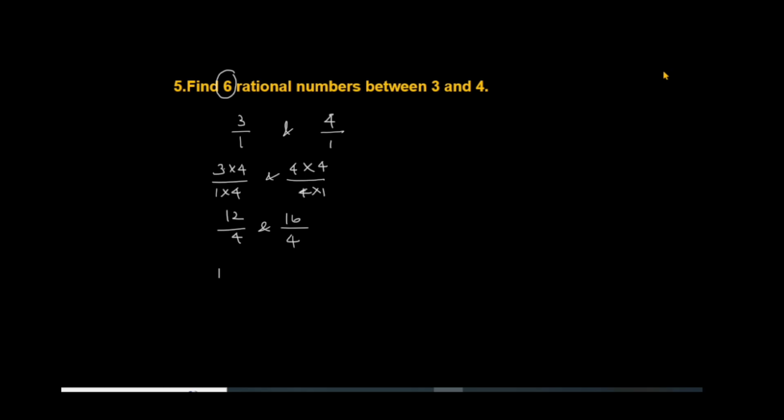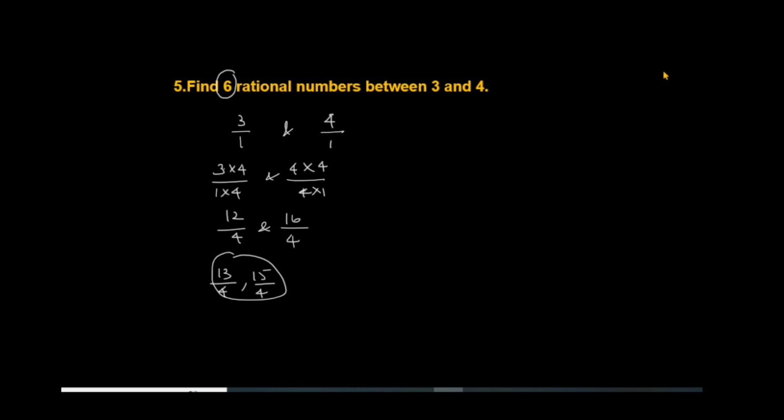So how many numbers are there? 13 by 4, 15 by 4. Only two rationals in between these I can get. So what to do? Whatever number is given here, take one more number. If 6 rational numbers are needed, you need to take at least 7.